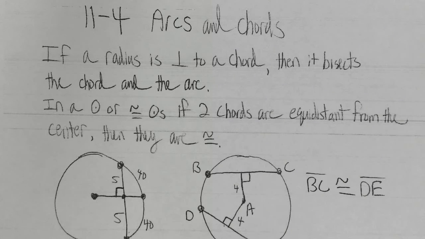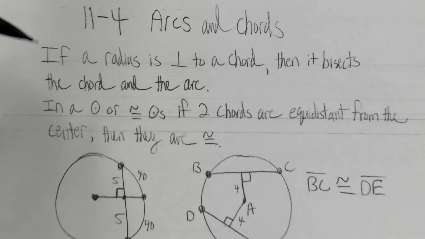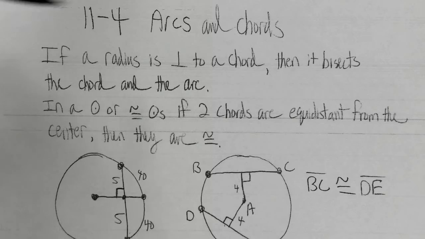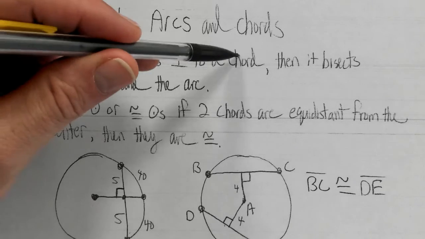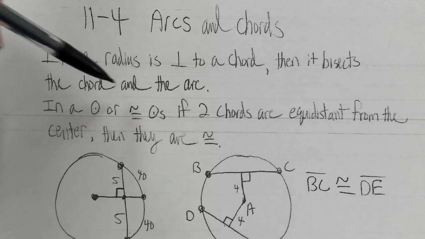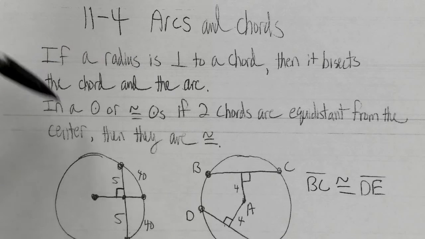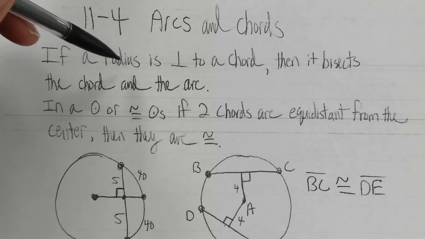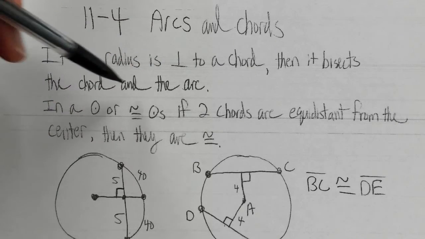Okay, in 11.4, the topic that we're looking at here is arcs and chords. And so there are a couple of theorems that we want to look at. Here's the first one. It says if a radius is perpendicular to a chord, remember that's the symbol for perpendicular, then it bisects the chord and the arc. Okay, so we're going to read through both of the theorems and then I'll show you what they mean.